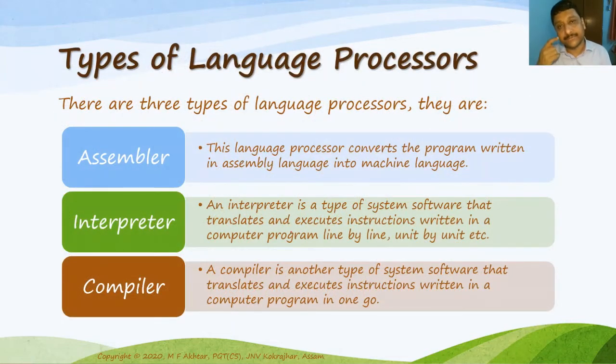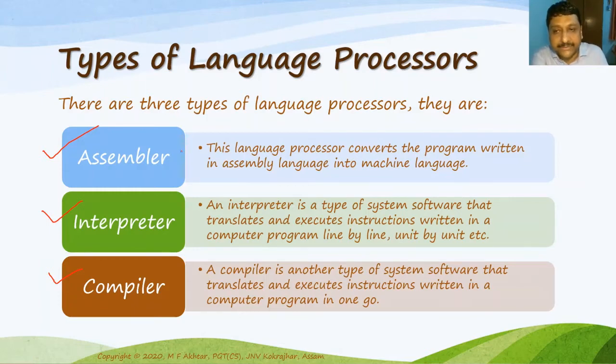There are so many types of language processors, and they are categorized in three categories. What are those? First is known as assembler, then interpreter, then compiler. All these language processors are used to convert one type of code, which is not understandable by the computer, to object code, which is understood by the computer.